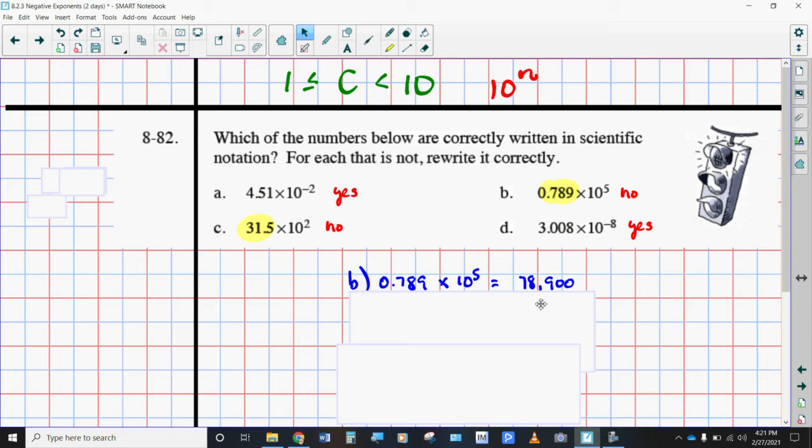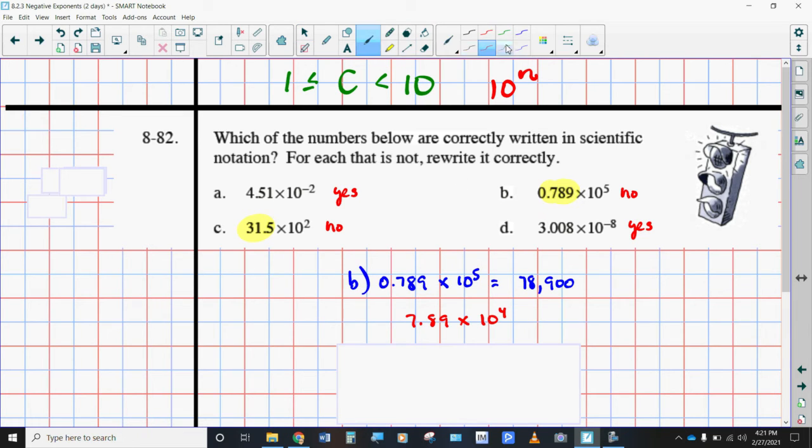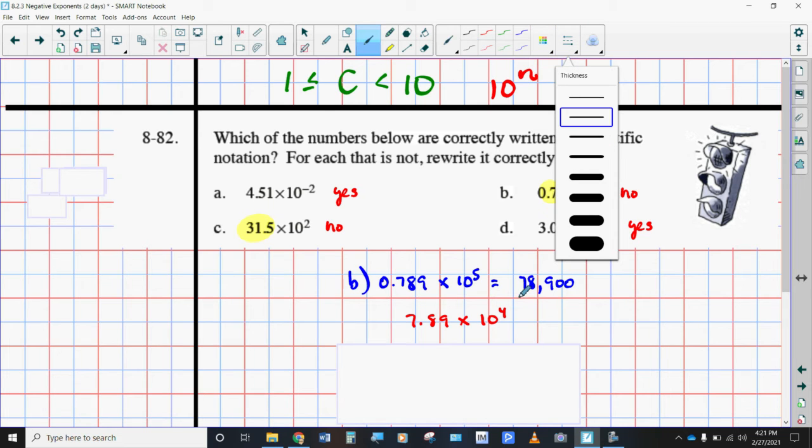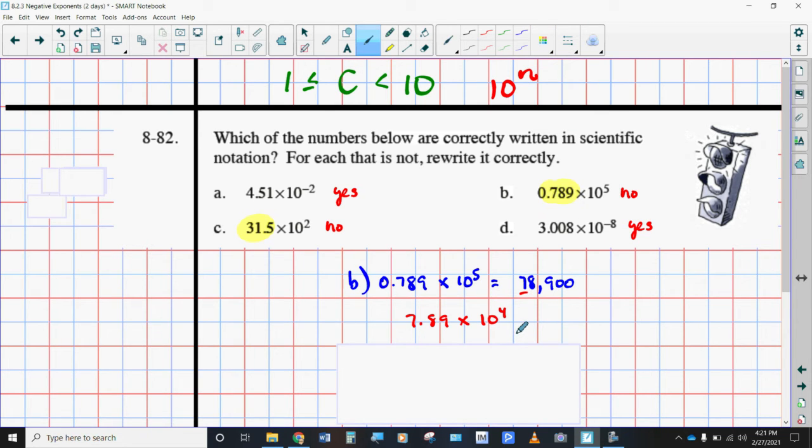78,900. Now, to change that, we're going to identify what place, and maybe I'll just underline it here. Underline this place. What place is the 7 in? That's in the 10,000th place. 10,000 has four zeros. This is 7.89 times 10,000, so it's 7.89 times 10 to the fourth power. This would be the appropriate way to write this number in scientific notation. That was wrong, this is correct. The leading factor is between 1 and 10, and that's a power of 10 raised to an exponent that is an integer.